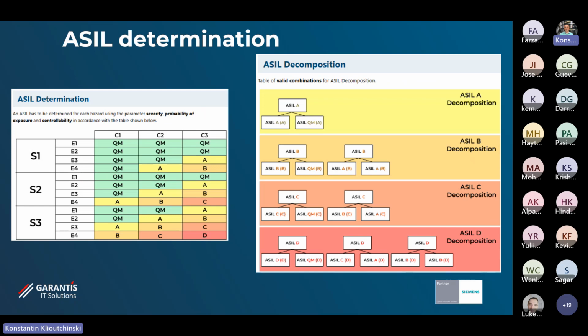We use a lookup table on the left side where different severity, exposure and controllability are defined, and we have ASIL as a result. And there is also special logic implemented to perform ASIL decomposition correctly. So there are special rules for how you can split a big ASIL into smaller ASILs. And these rules are also implemented in our template, and you will have error messages if you perform a wrong decomposition.